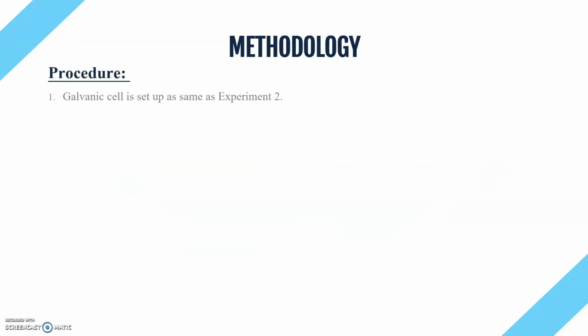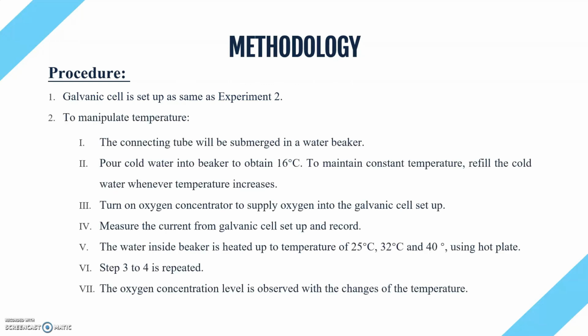Next, the procedure. The galvanic cell setup will be the same as experiment 2, and to manipulate the temperature inside the beaker, the connecting tube will be submerged in a water beaker. Firstly, we will pour cold water into the beaker to obtain 16 degrees Celsius. To maintain a constant temperature, we will refill the cold water whenever the temperature increases. Next, we will turn on the oxygen concentrator to supply oxygen into the galvanic cell setup. We measure the current from the galvanic cell setup and record it.